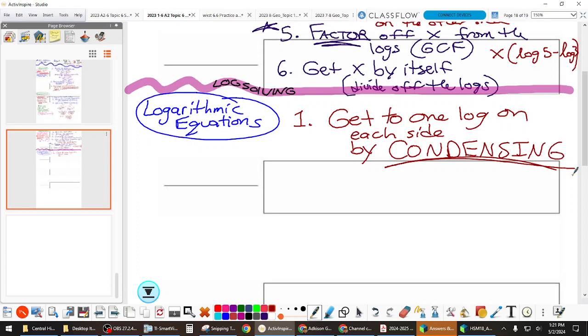Step one: condense. Get to one log on both sides, if necessary. Meaning, if you only have one log on one side or one number somewhere mixed in there, then... let me just add that to the note.